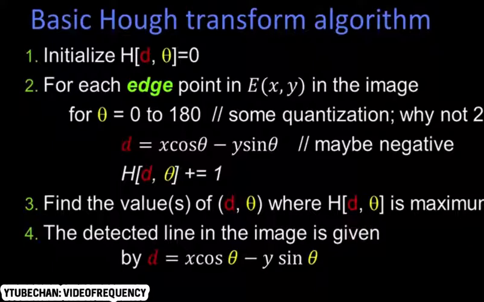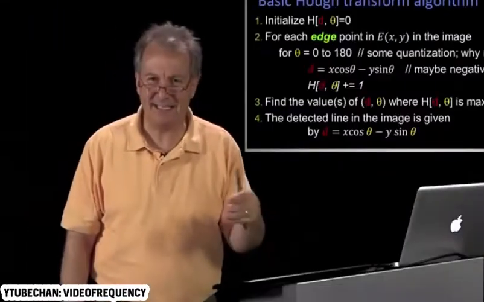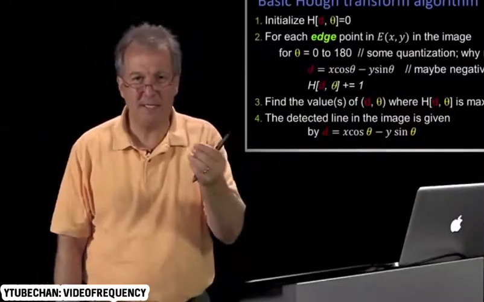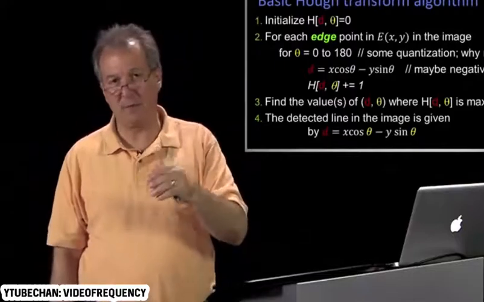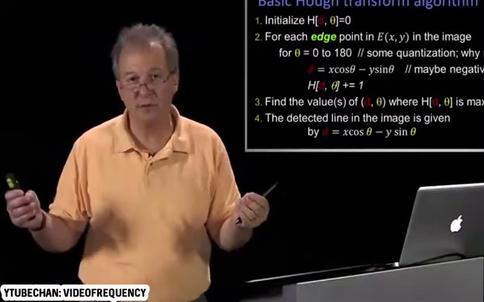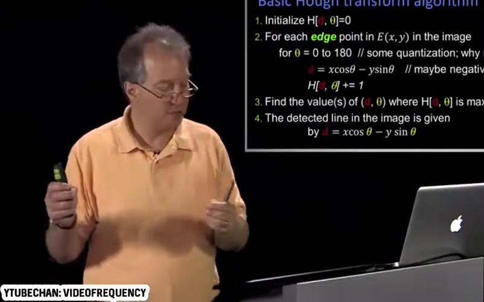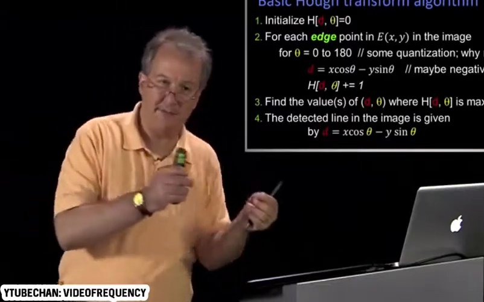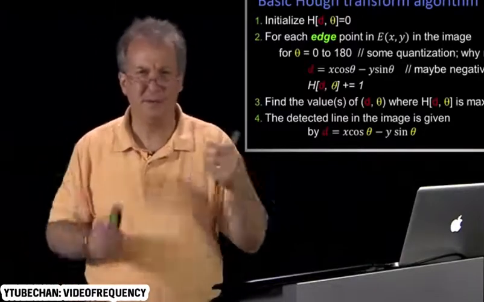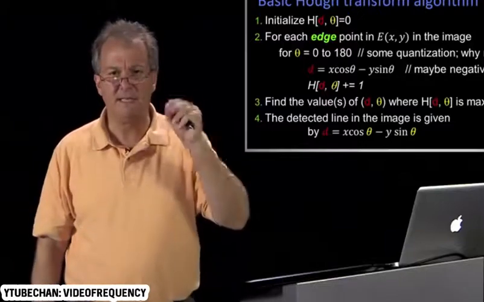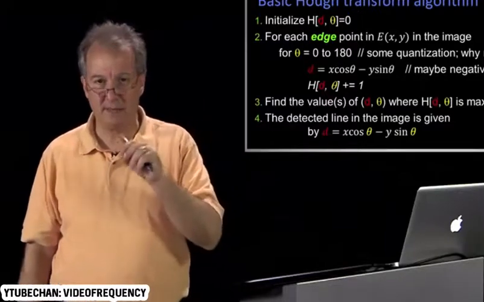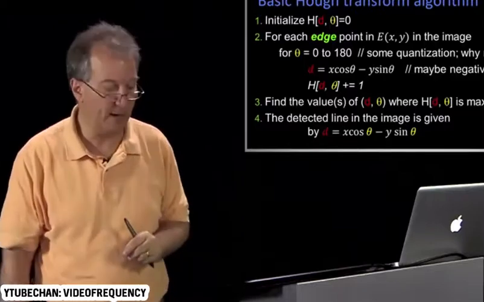And I have to then set h of d, comma theta. I have to increment its vote. So if d is negative, what I really mean is the bin of that d. So maybe my d goes from minus 100 to 100. So I would have 201 bins if I do them by steps of 1. So if I got a minus 20, I'd have to add 100, that'd be 80. You get what I'm saying, right? The d value goes into its bin. So the bin of that d value gets incremented by 1.